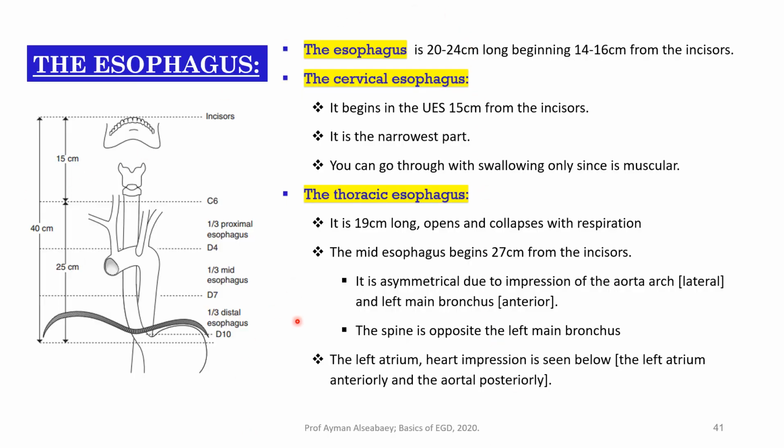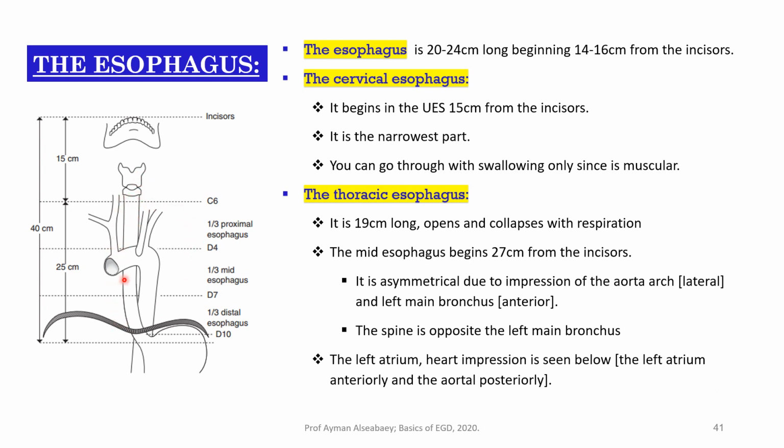The esophagus. When we revise the anatomy of the esophagus, you should know that it begins about 15 centimeters from the incisors, that is the upper esophageal sphincter, and it ends 40 centimeters from the incisors, where there is the lower esophageal sphincter. There is a cervical part which is very narrow, and sometimes we don't examine it well because it is narrow. But you should examine it because it is a common site for tracheoesophageal fistula and for the inlet patch, a typical or heterotopic gastric mucosa.